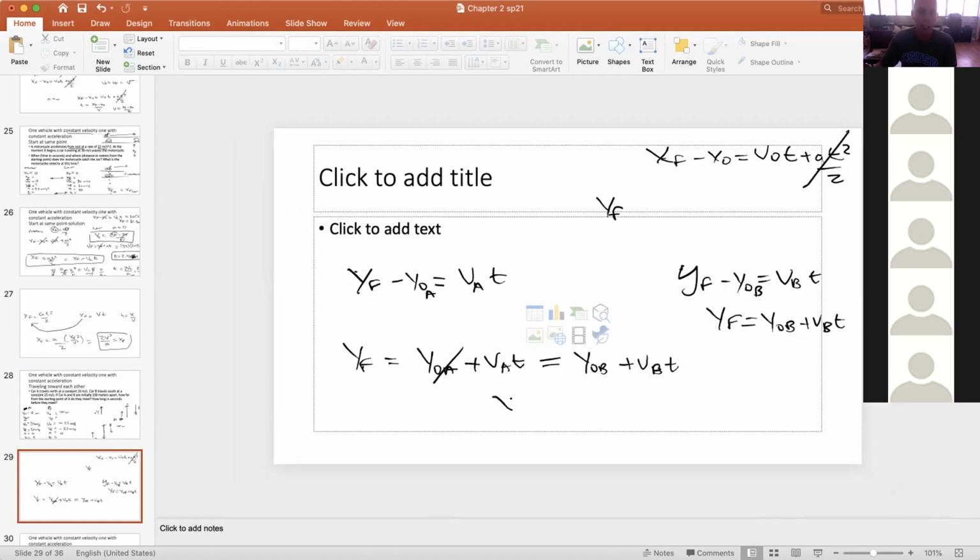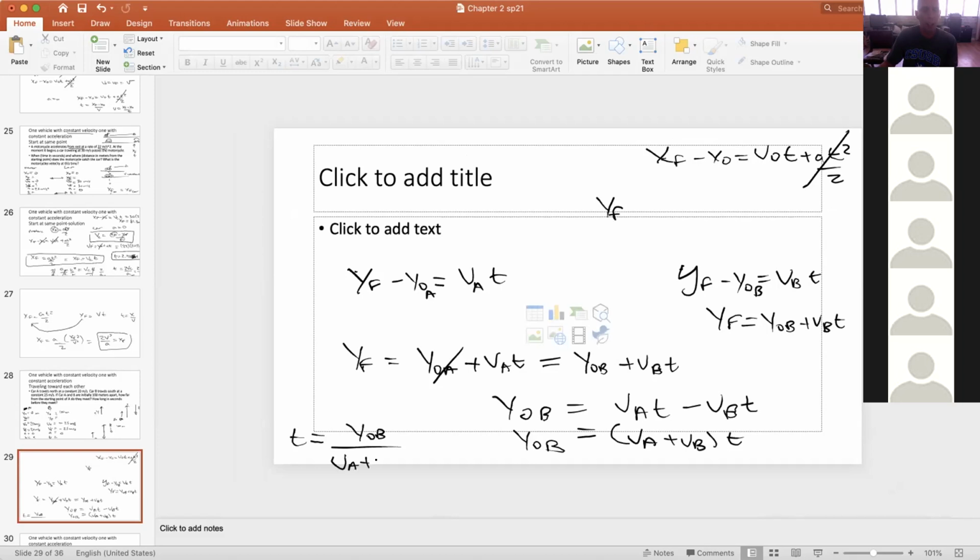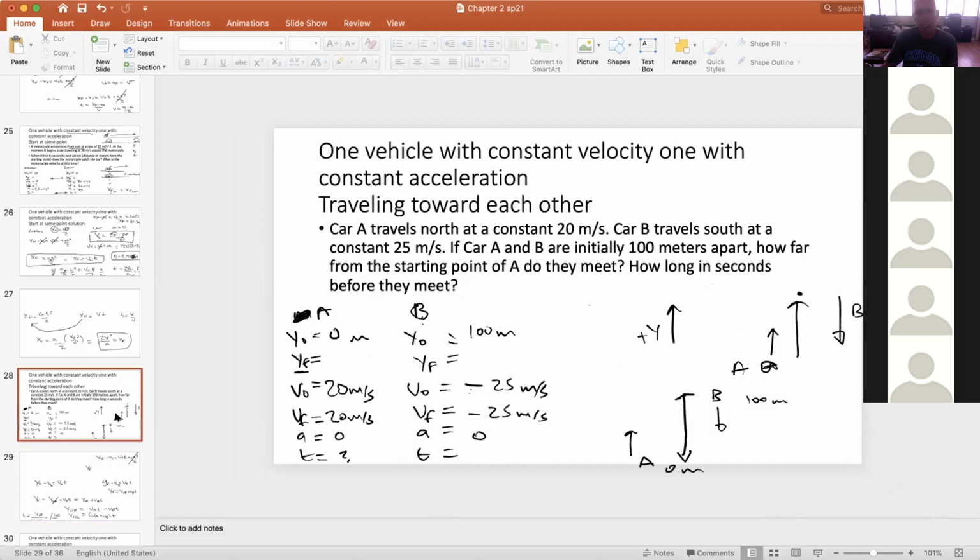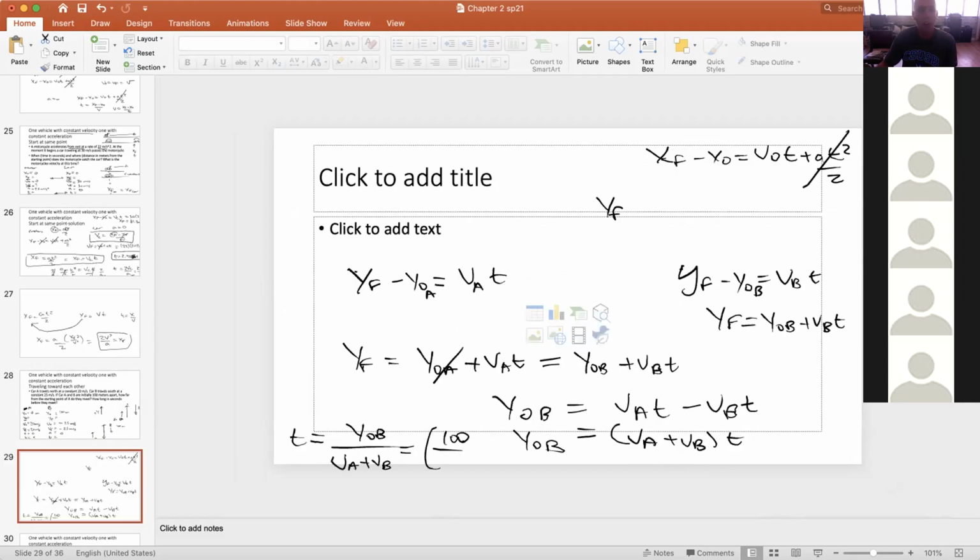All right, so let's solve this for T. I get VAT minus VBT. All I did was I moved that over. I'm going to combine like terms. And so solving this for T, I get that T is Y initial of B over VA plus VB, which is 100 divided by, what were they? Should be negative. It should be minus, not positive. Yeah, you're right, sorry. I'm jumping ahead of myself.